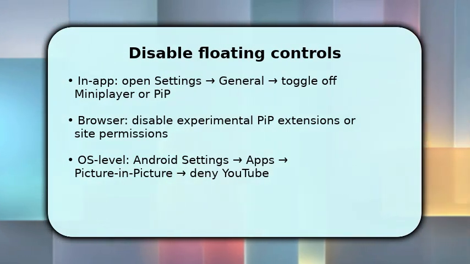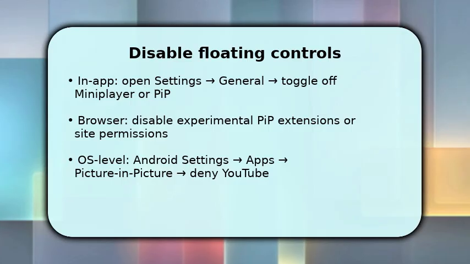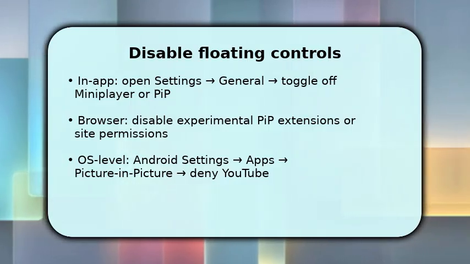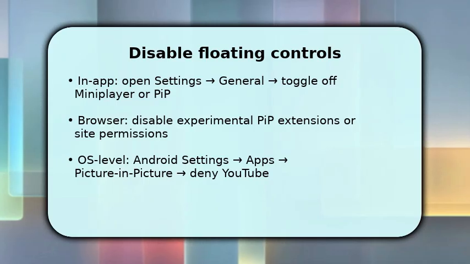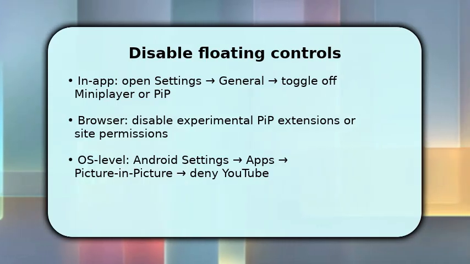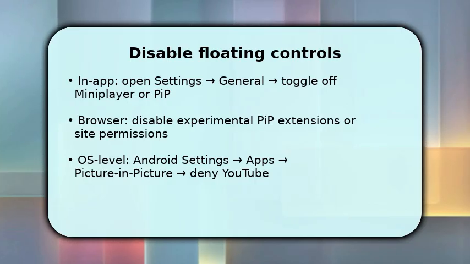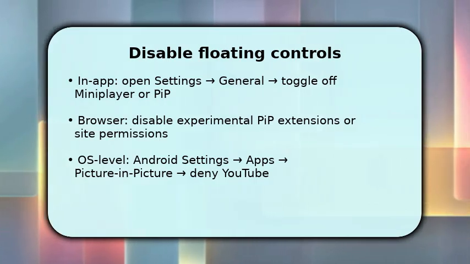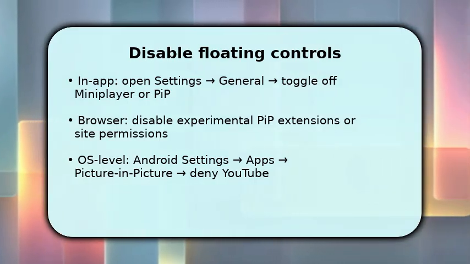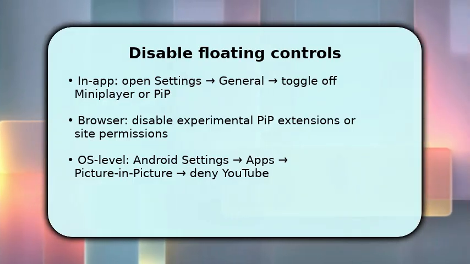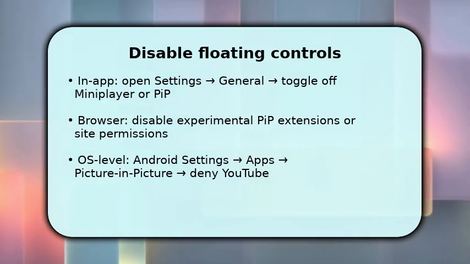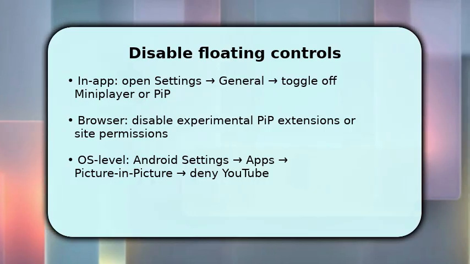In the YouTube app, go Settings, then General, and toggle off Miniplayer or Picture-in-Picture. This stops automatic floating playback. If you use a browser, remove PiP extensions and check site permissions in the padlock menu to revoke autoplay or Picture-in-Picture. On Android or iOS, open System App Settings and turn off Picture-in-Picture for YouTube specifically.